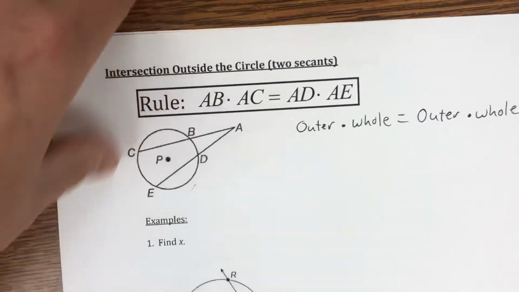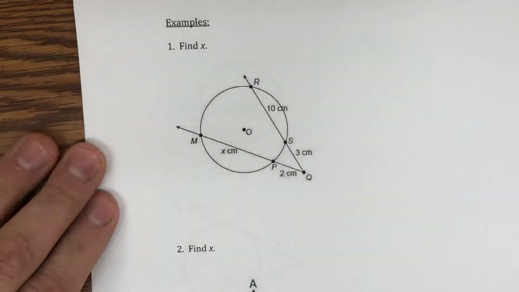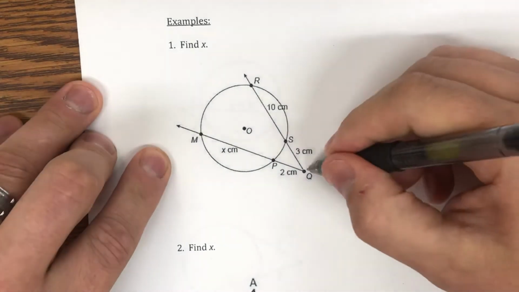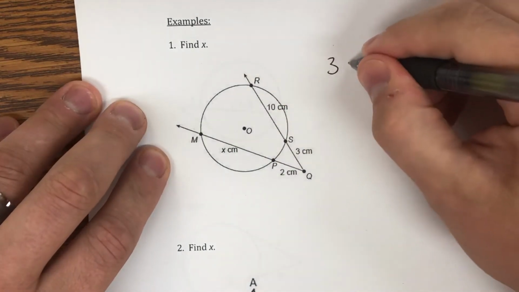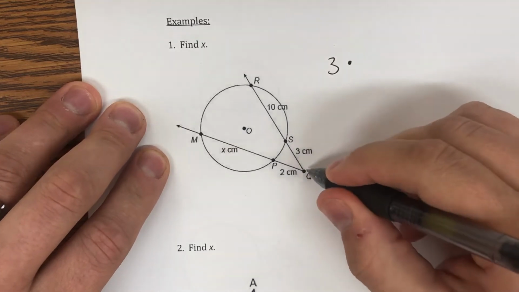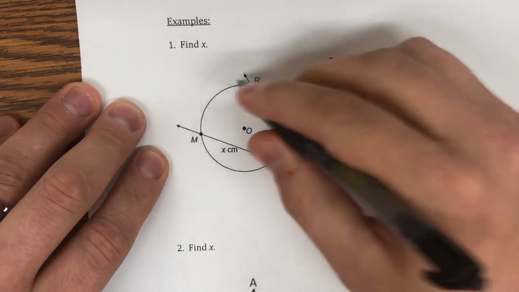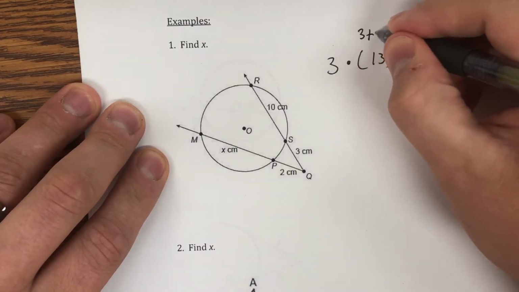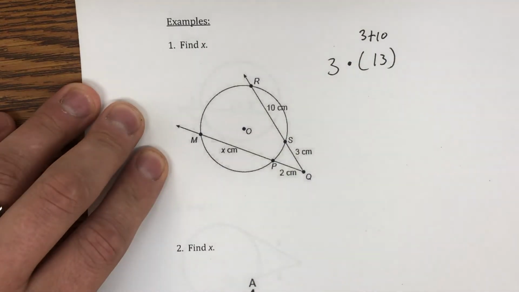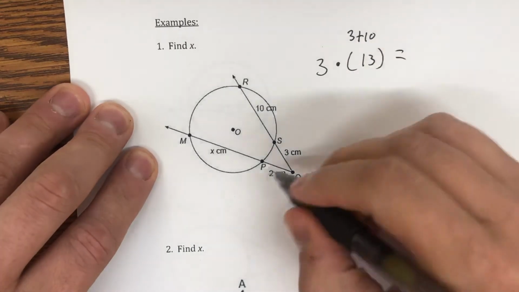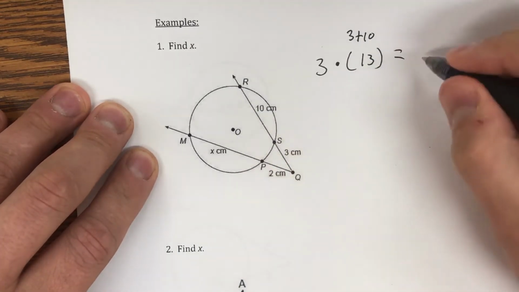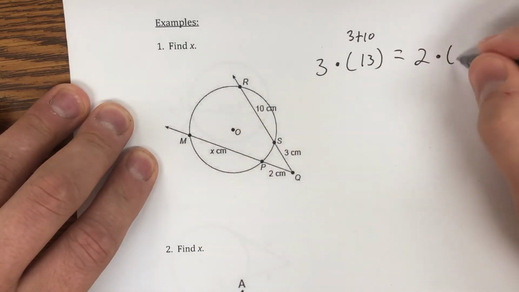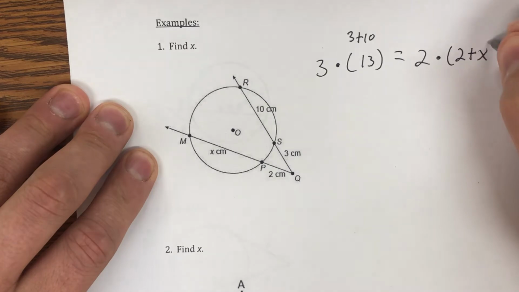So first example, finding x. Doesn't matter the order of the segments. I'm going to take the one on the top first, Q to R. So the outer part of QR is 3 times its whole thing. Its whole thing is 3 plus 10, which is 13. I got that by taking 3 plus 10, the whole segment. Now the other one, outer part, outer, 2 times the whole thing, 2 plus x.